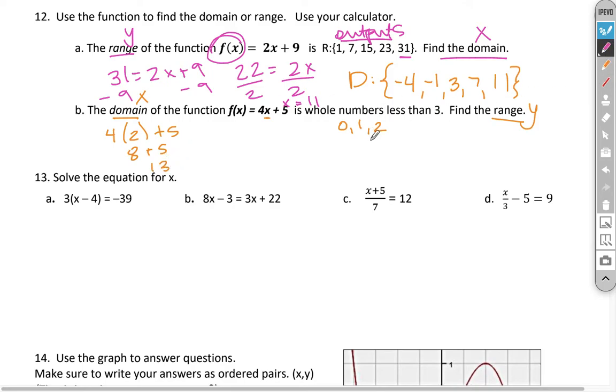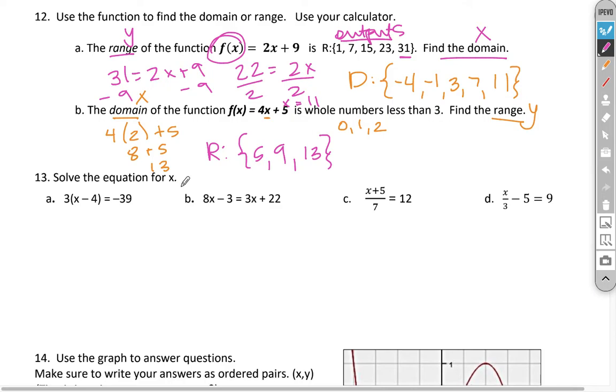And then once you work out 1 and 0, you'll be ready to list your range. Make sure you include brackets, and again, in order from least to greatest. And you'll have 5, 9, and 13. Okay. All right, now back to chapter 1.